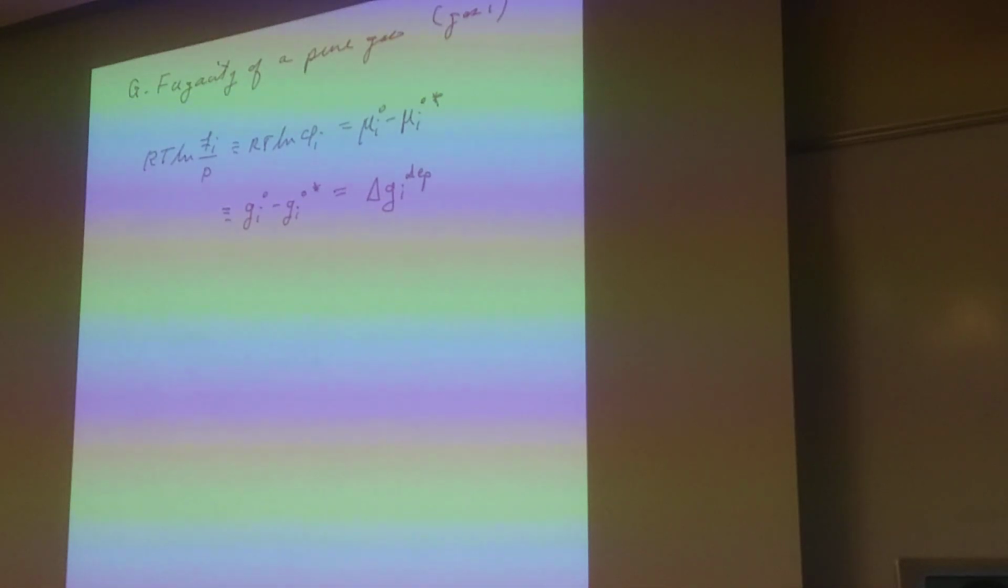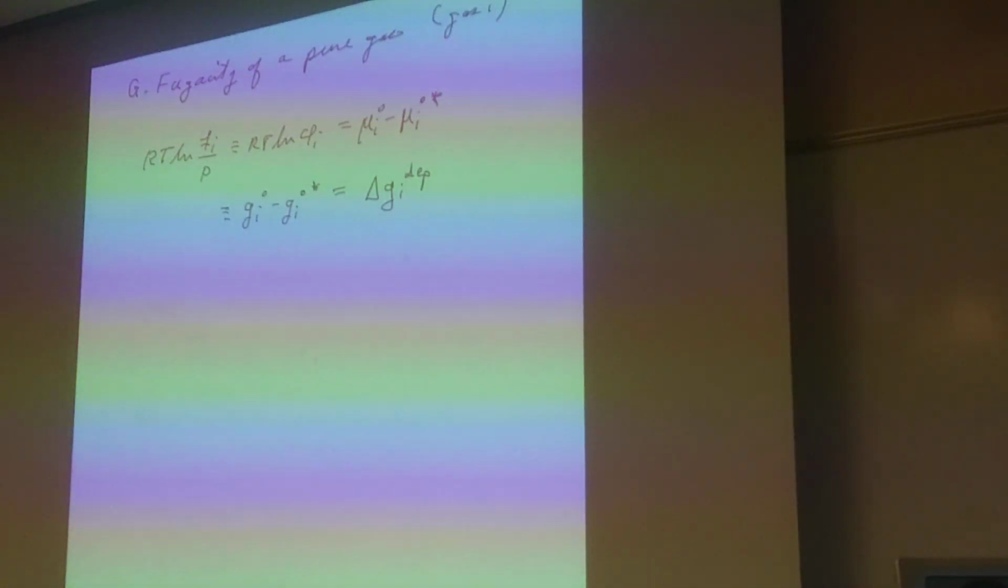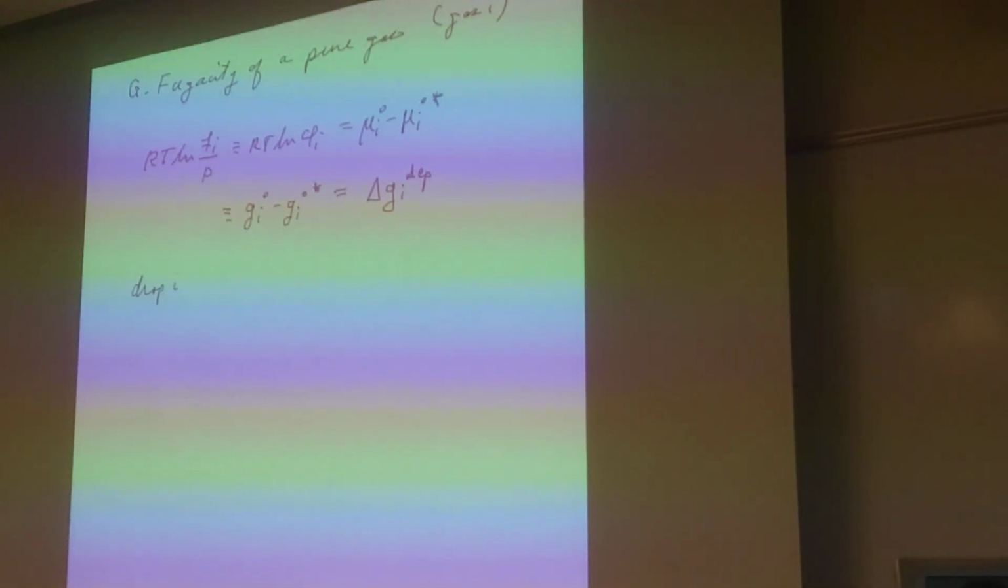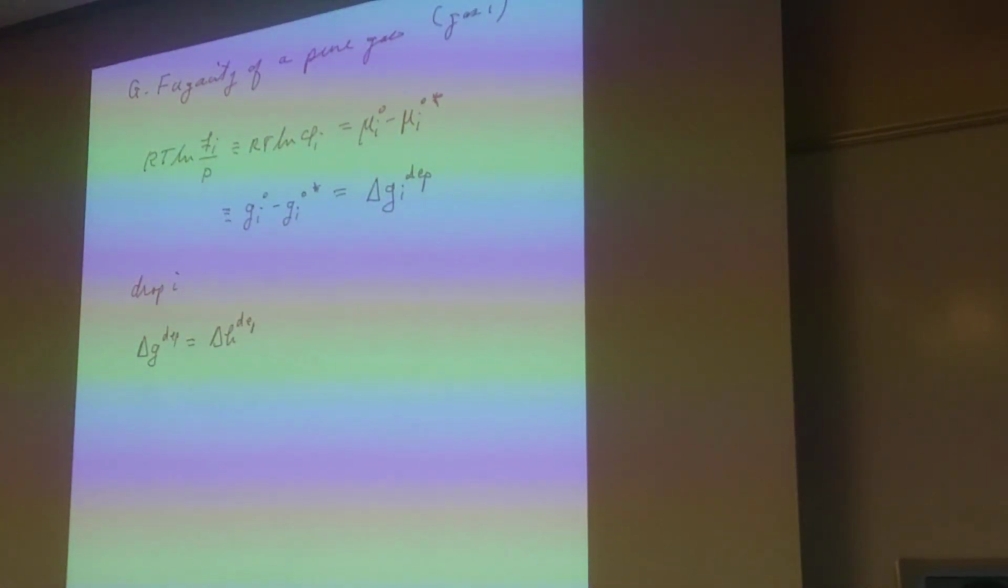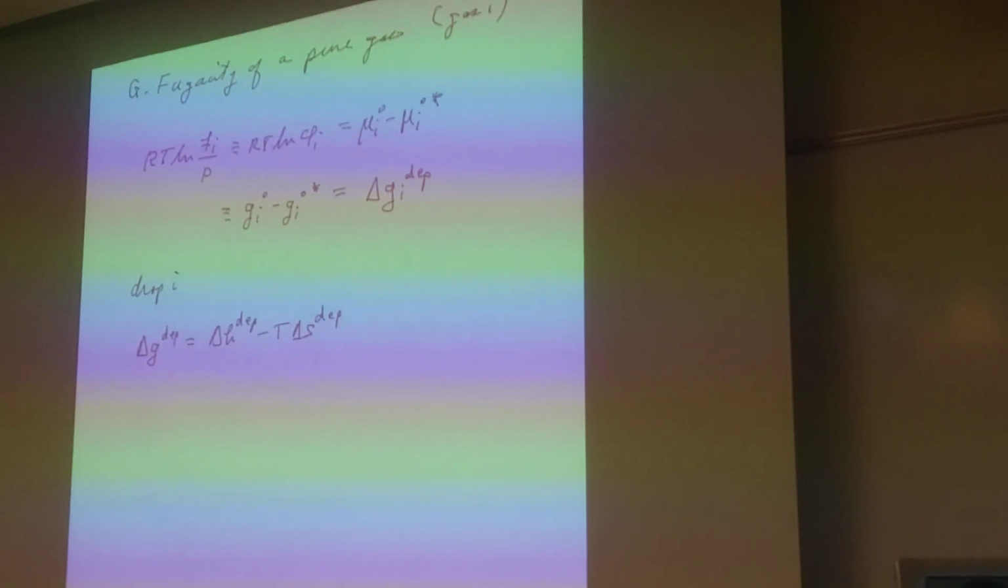Well, let's drop the I for the moment. It's a pure component, so we don't need to label it. So we drop the I, and now let's write out delta G departure in some state is going to be expressible as delta H of the departure in that state minus T delta S departure, and we're familiar with both those guys. So we should be able to write them out in terms of an equation of state.